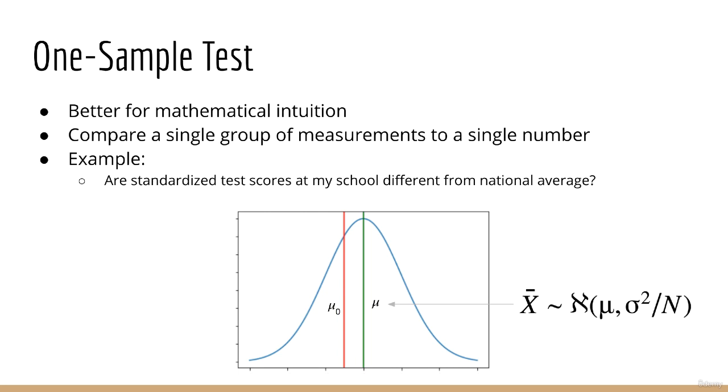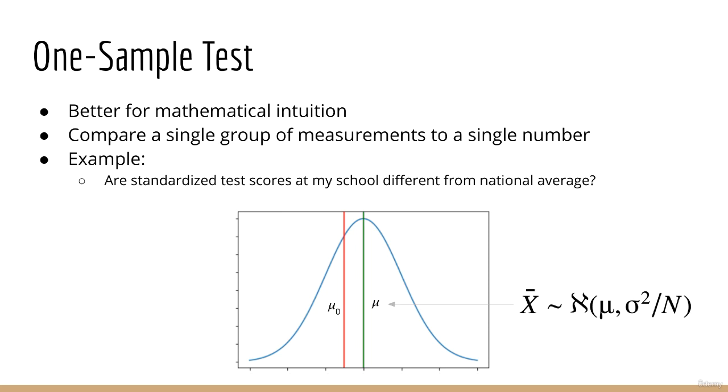So the two-sample test is nice for intuition, but the one-sample test is nicer for understanding the mathematics. The one-sample test is even simpler than the two-sample test. In this case, I only have a single group of measurements, and what I want to do is compare them to a single number. This is opposed to the two-sample test, where I want to compare the two groups of measurements to each other. For example, suppose I want to compare the scores on a standardized test for my school compared to the national average.